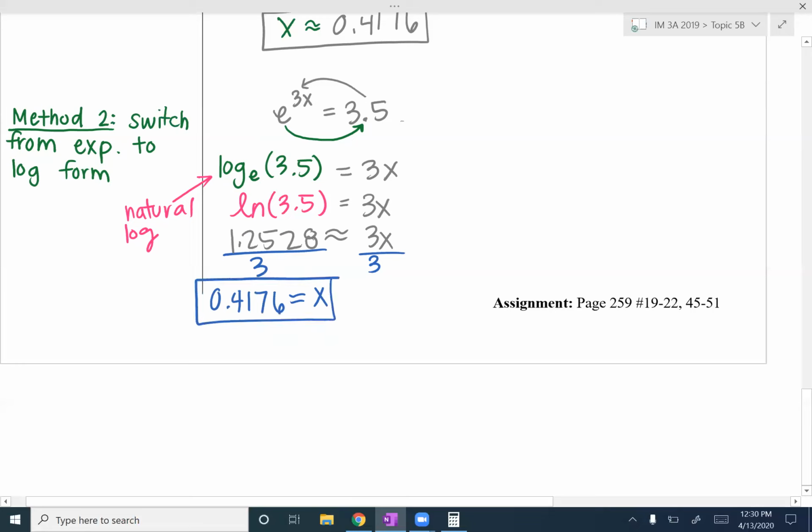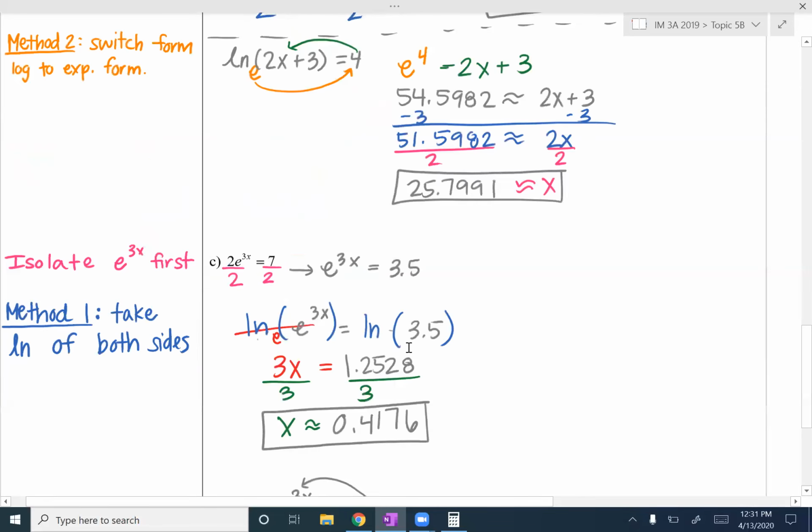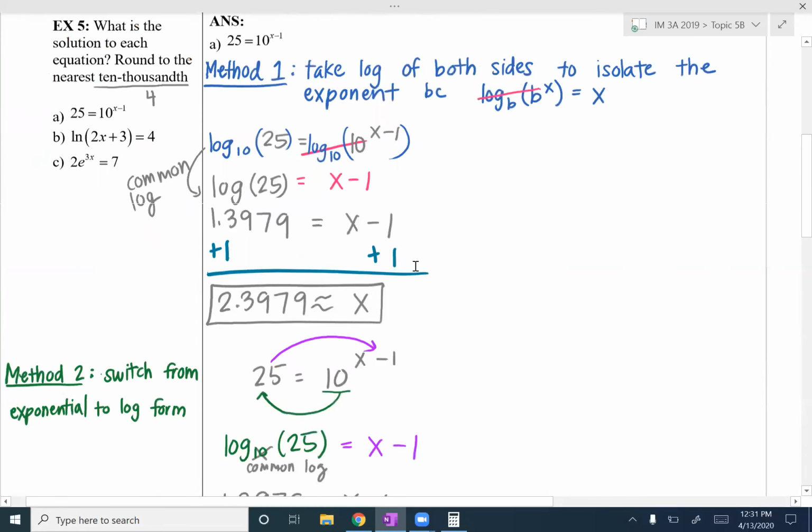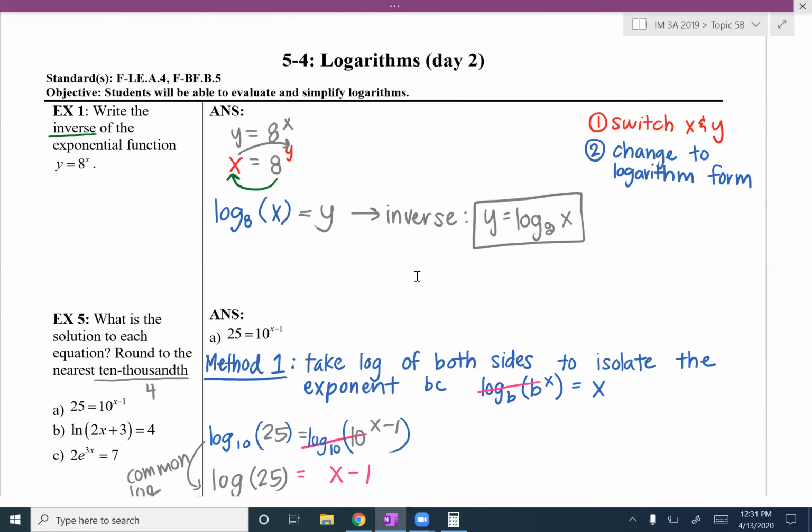Okay, so when you're doing this assignment, it will tell you which example to look at in your textbook. And so then you're just picking one method and using that method to solve. So you don't need to know both methods, just decide which one you like the best and use that continuously through your work.